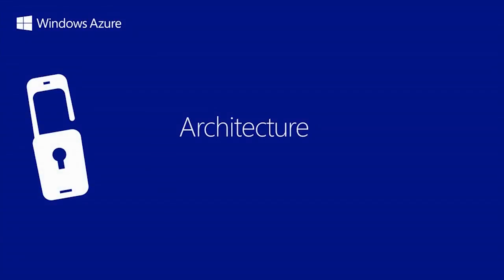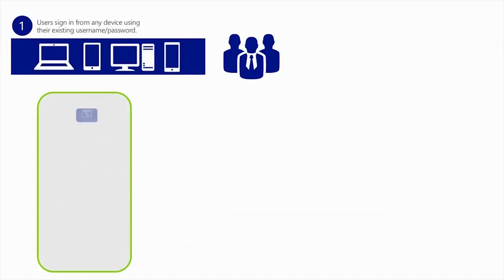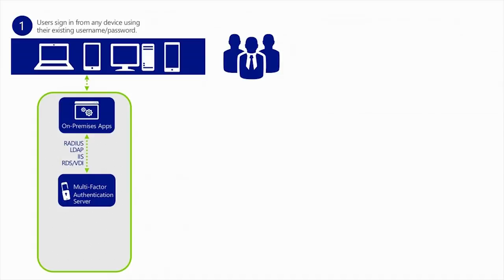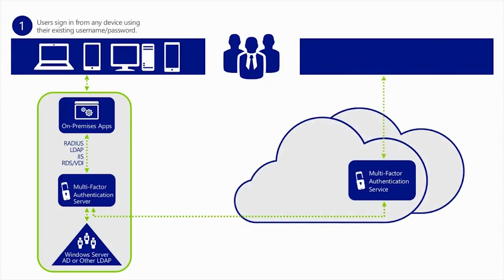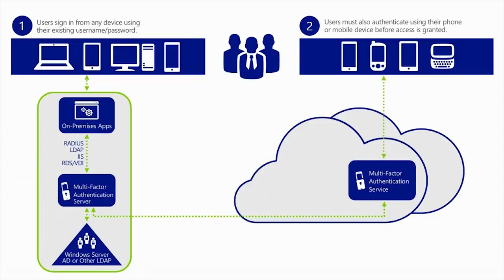The mobile app and text options are just as easy. The multi-factor authentication service can be used to secure both cloud and on-premises applications. Let's take a look at how it works. First, the user signs in from any device using their existing account credentials. If the user is signing into an on-premises application, the multi-factor authentication server running at the customer's site intercepts the authentication request. First, it checks the username and password against the user directory. If the correct credentials are entered, a request is sent to the multi-factor cloud service. The service sends the authentication request to the user's phone or mobile device. Once the user has authenticated, they are instantly signed into the application.